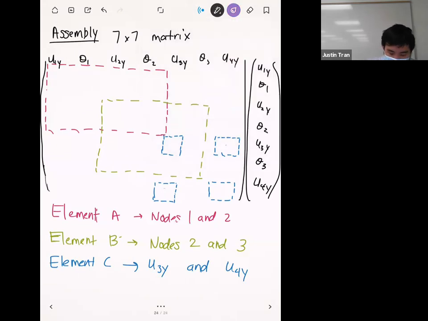And so let's go ahead and start filling these in. Okay. Just to save some space, I'm going to say that we have our factor of EI over L cubed out in front. Okay. And then let's go ahead and start filling these in. Okay.